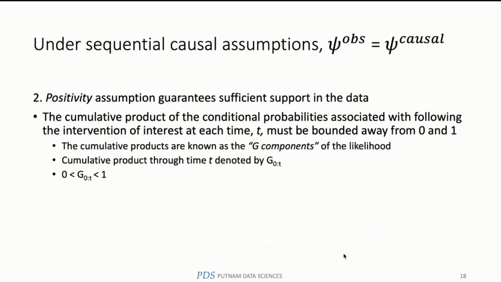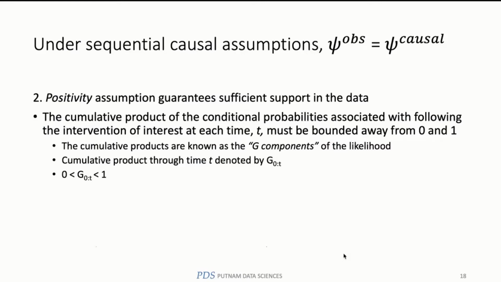Then we have a second causal assumption that we have to think about, and that's the positivity assumption, which guarantees sufficient support in the data for estimating the parameter of interest without having to impose any additional assumptions or smoothing. The way this works is, you're used to thinking about the propensity score, and that has to be bounded away from 0 and 1, because you want people to be able to be either treated or untreated; the probability can't be 0, because that would be a true violation.